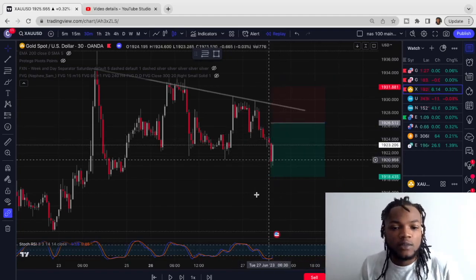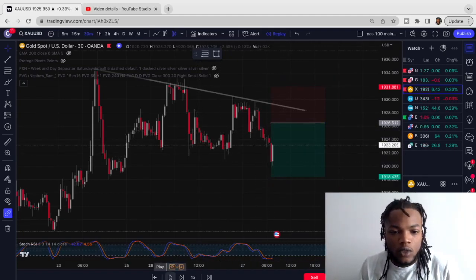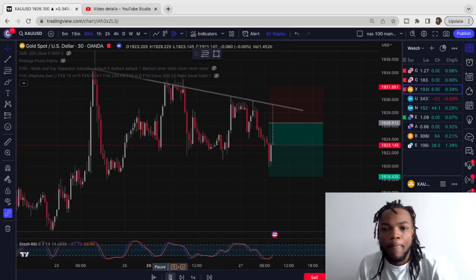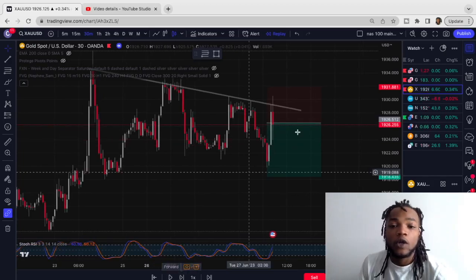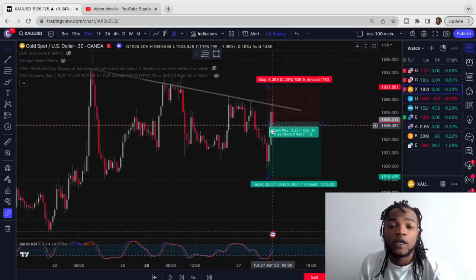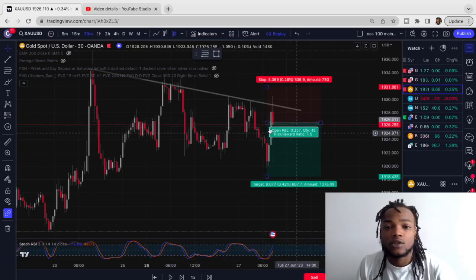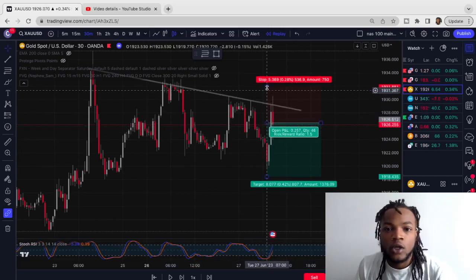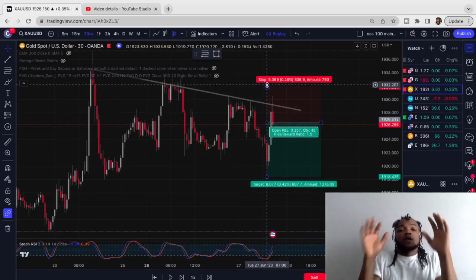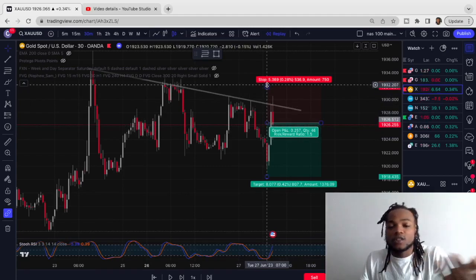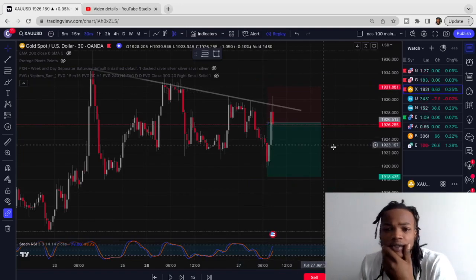Alright, bet. Let's see how this plays out. Okay, now we're in. It hit our sell limit, so we're in at this point. So now, hands off. You feel me? Hands off. This is just a simple strategy, just a trend line.